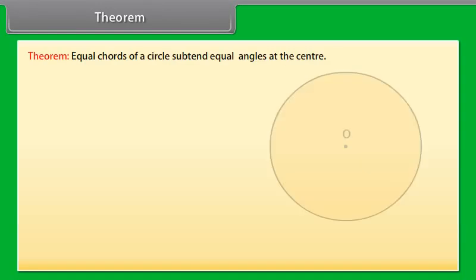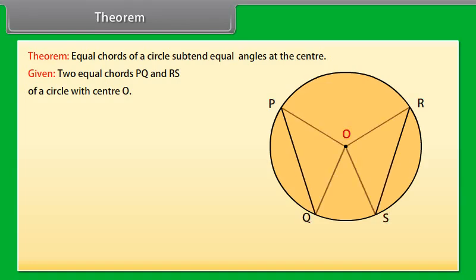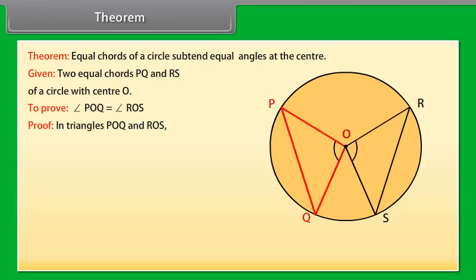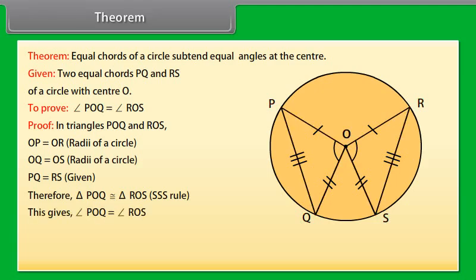Theorem. Let us prove this theorem. Given, two equal chords, PQ and RS, of a circle with center O. To prove, angle POQ is equal to angle ROS. Proof. In triangles POQ and ROS, OP is equal to OR because these are the radii of a circle. OQ is equal to OS, these are also the radii of a circle. PQ is equal to RS, given. Therefore, by SSS congruence rule, triangle POQ is congruent to triangle ROS. This gives angle POQ is equal to angle ROS because corresponding parts of congruent triangles are congruent.